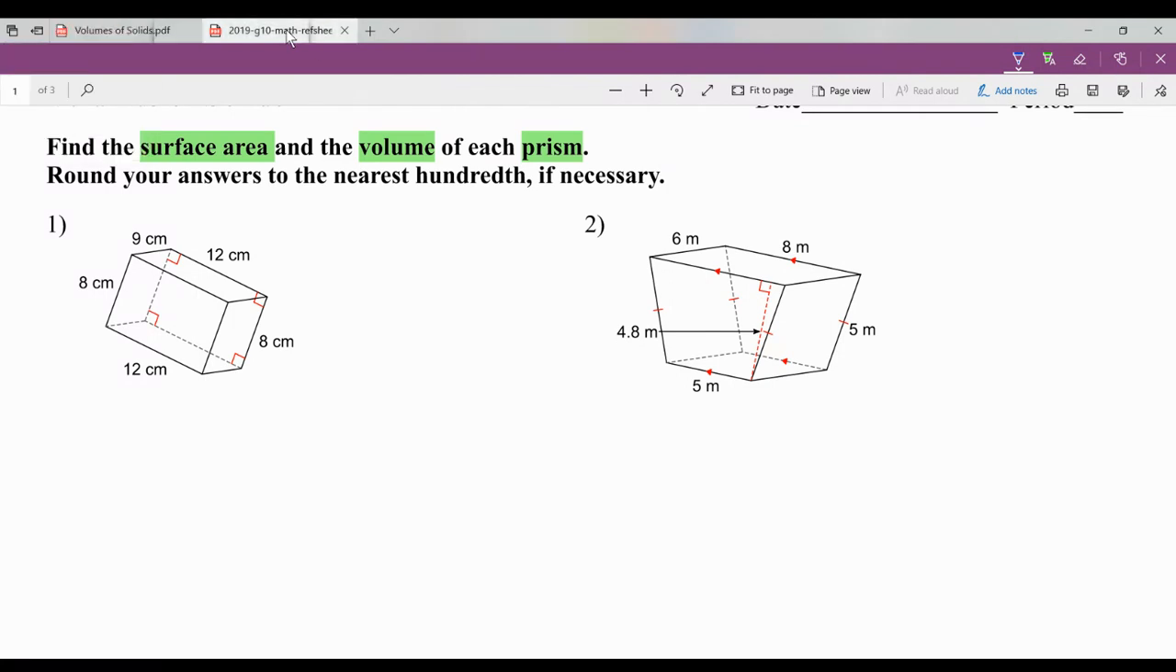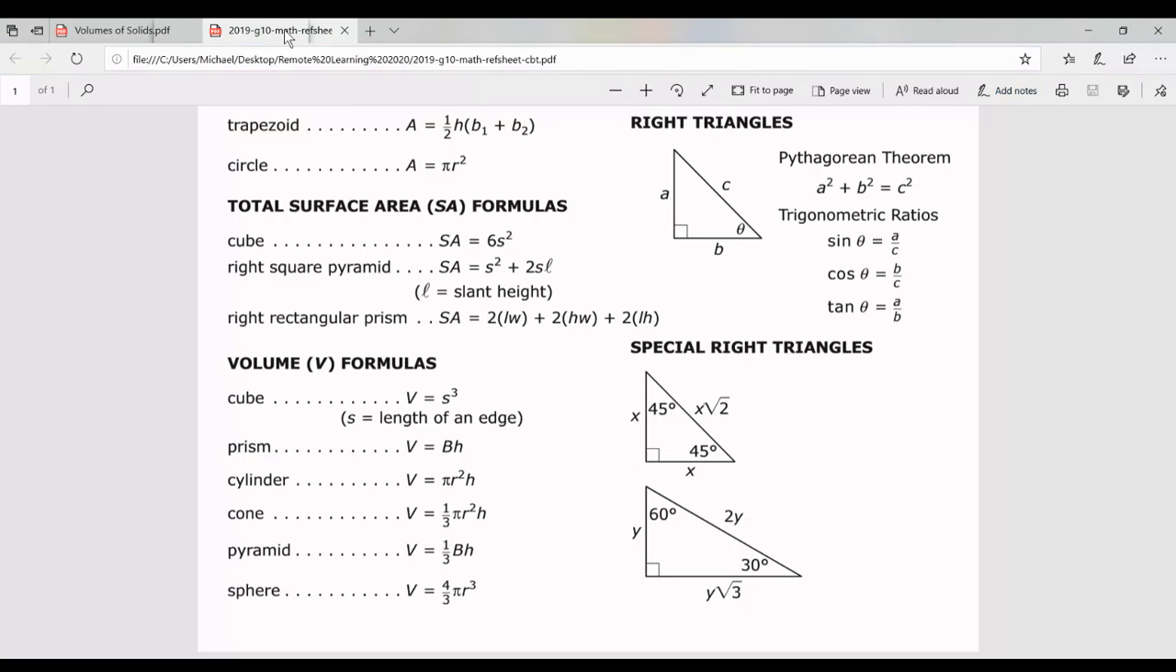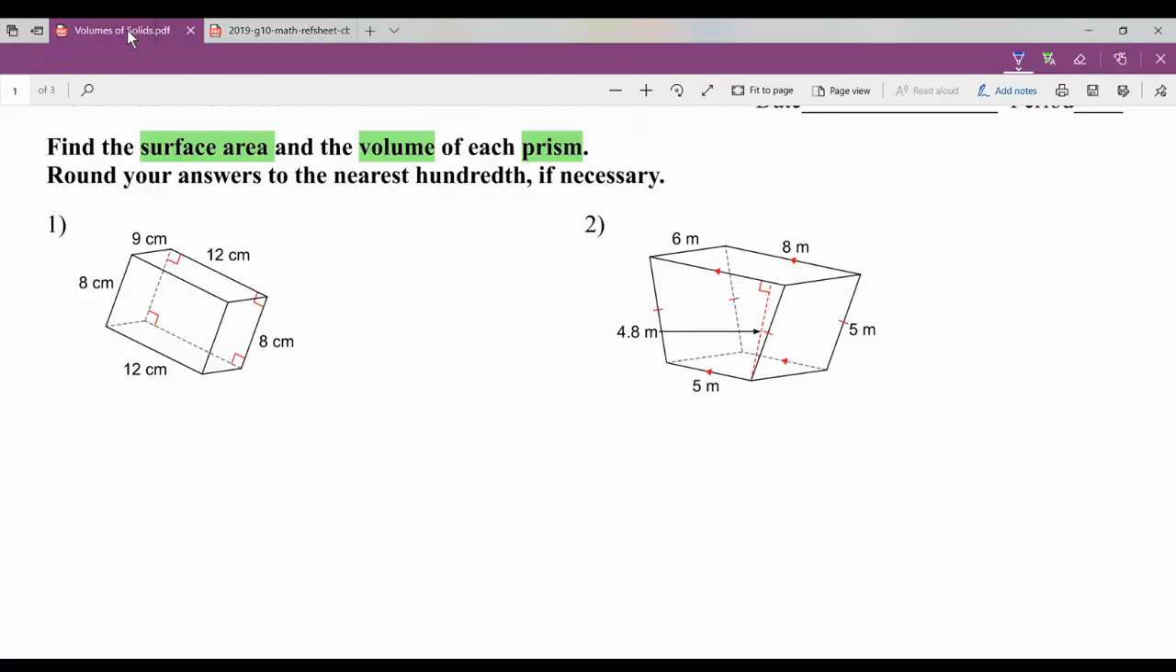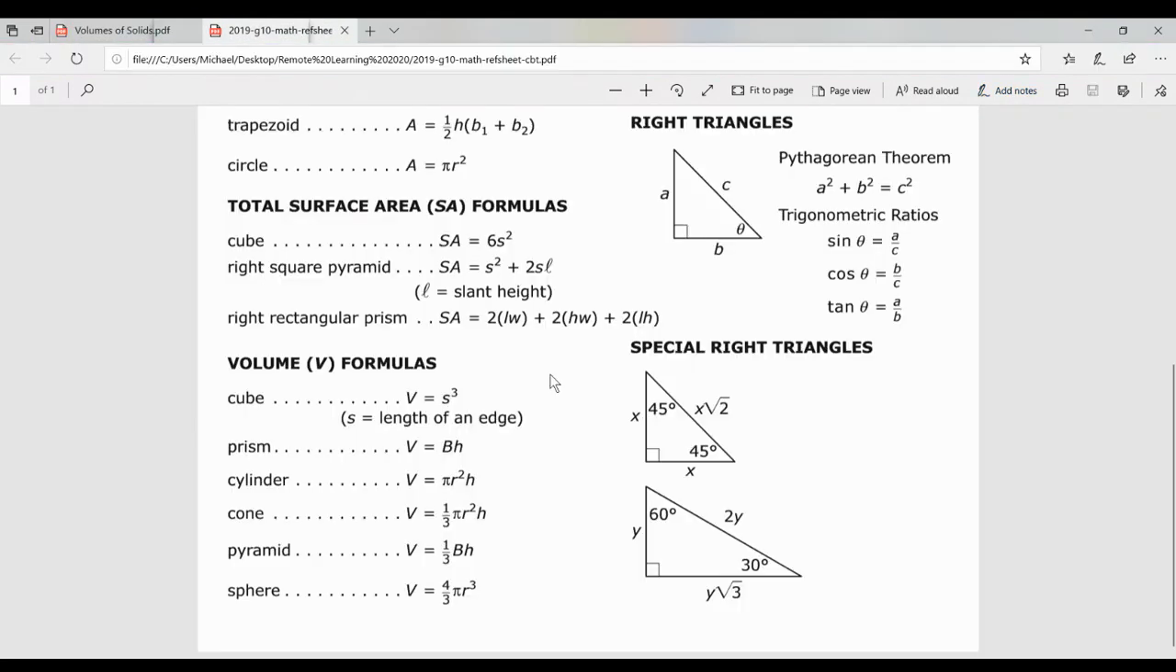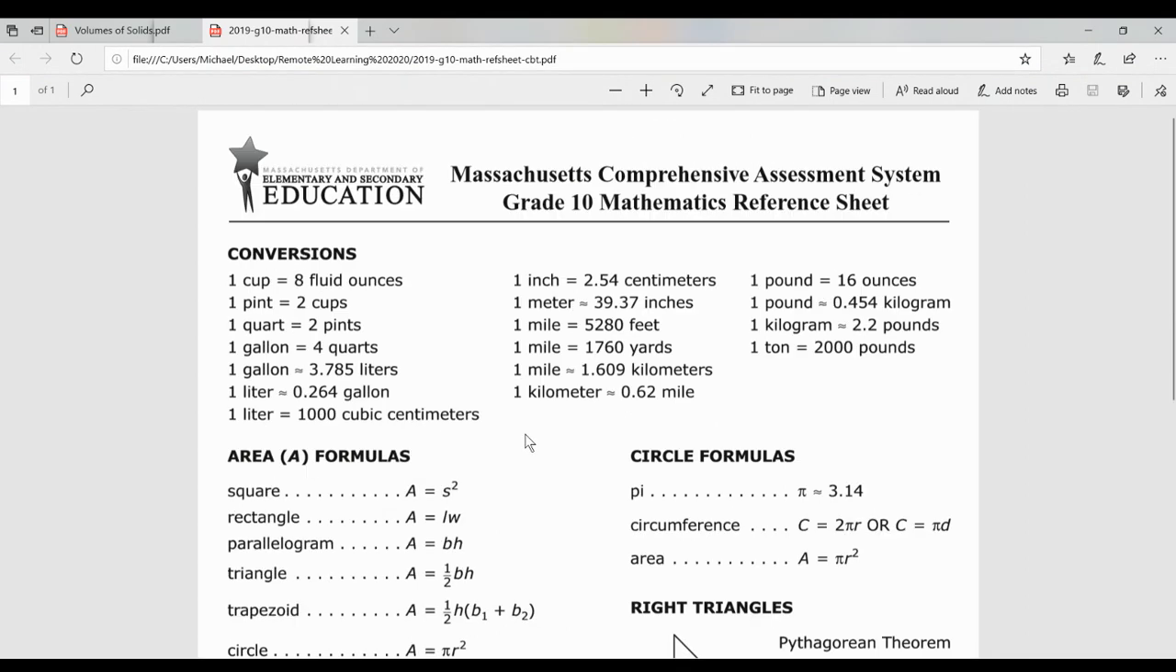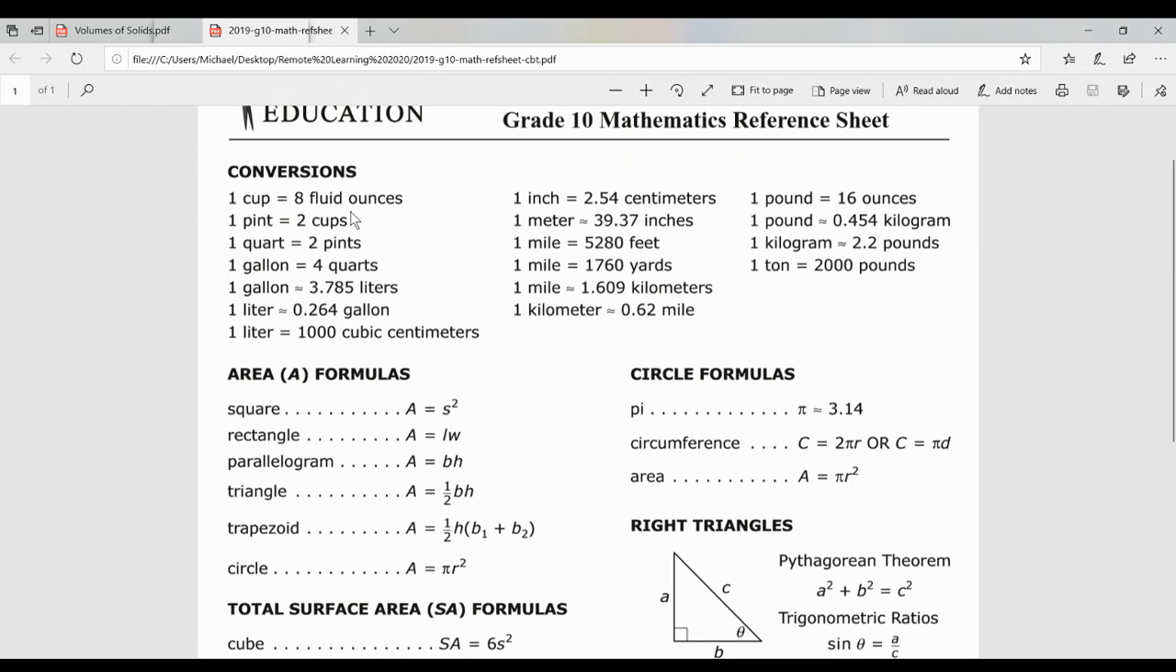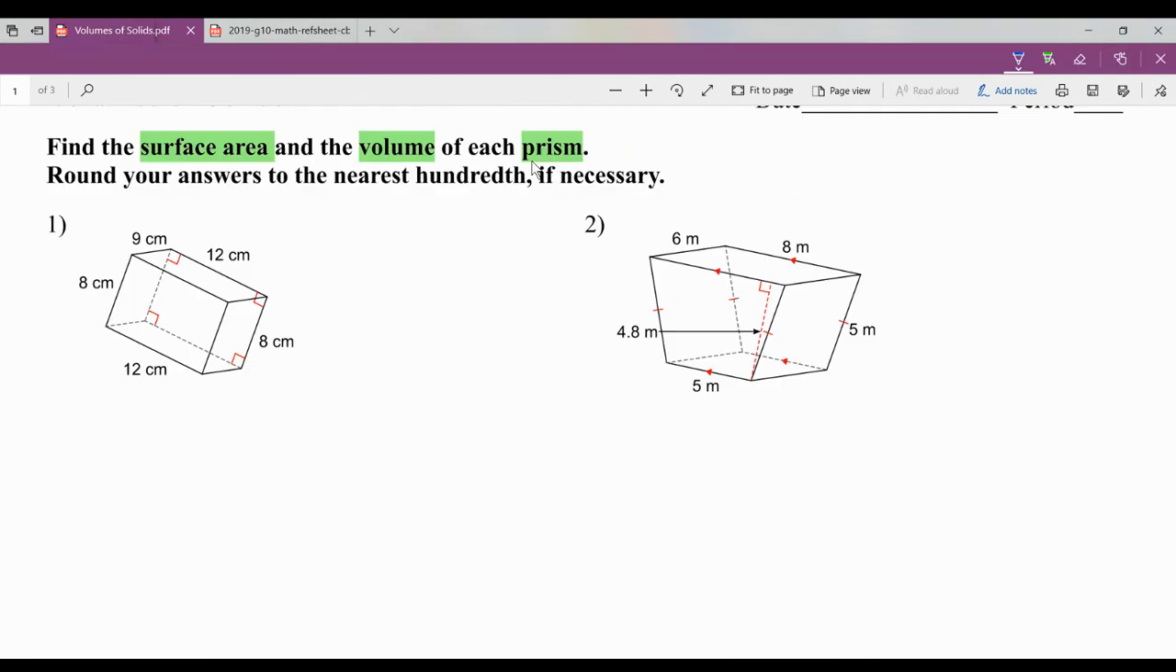So hold on one second. I'm not sure if this is recording right now. I think when I changed screens, it didn't record, but I'm seeing it. Hopefully you guys are. So surface area and volume formulas are on the reference sheet that you guys get. And I'm just going to go back.